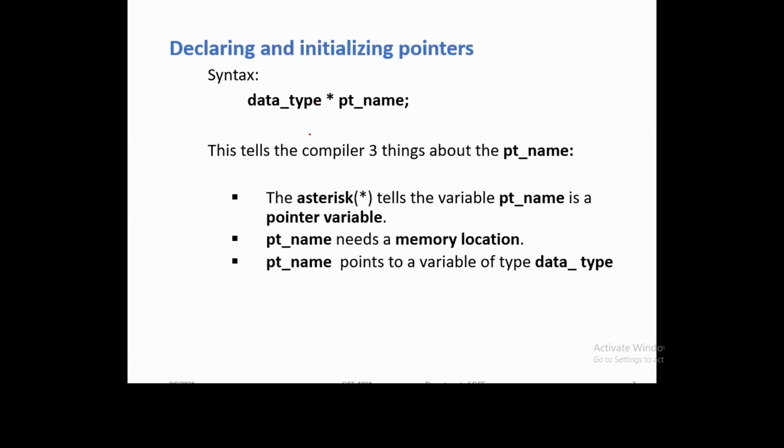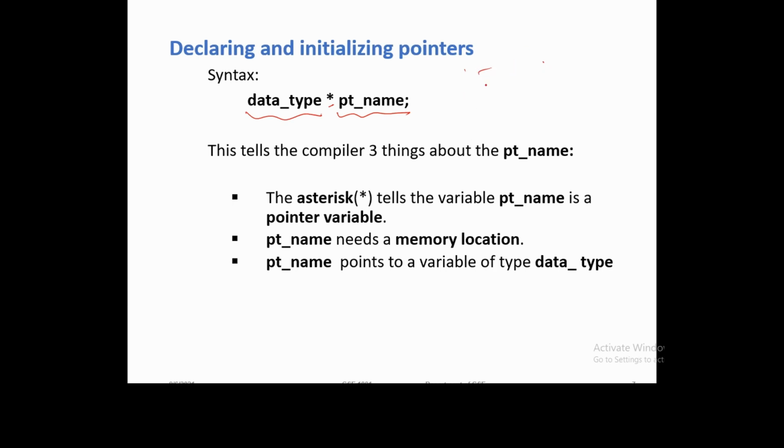This is the syntax for declaring and initializing a pointer. If we want to store the address of an integer variable, then we declare the pointer like this: first the data type of the pointer, then the pointer name, and the asterisk symbol. So it is like int *ptr: the data type, the asterisk symbol, and the pointer name.